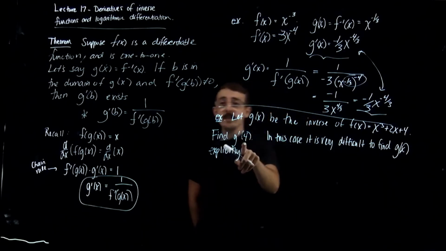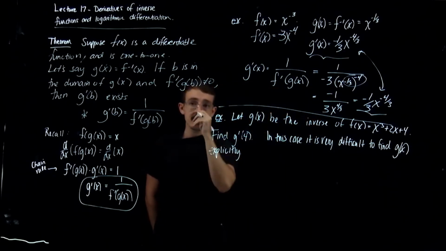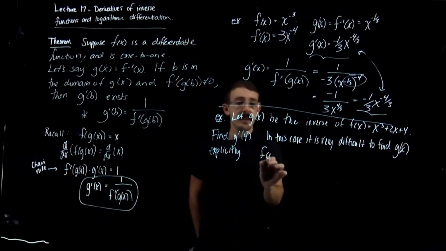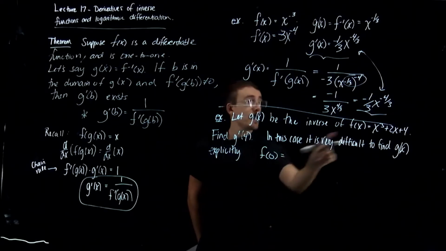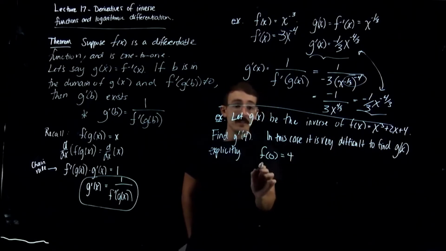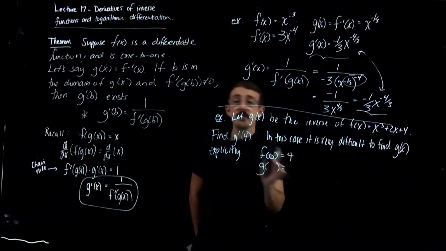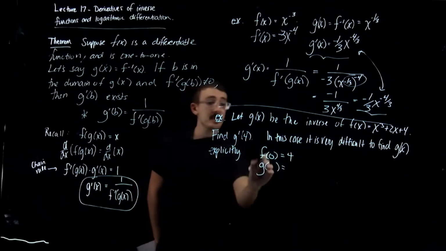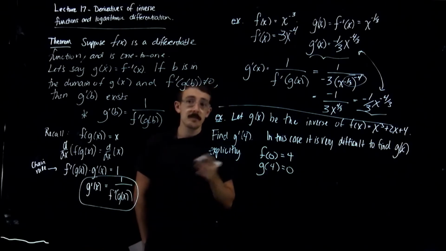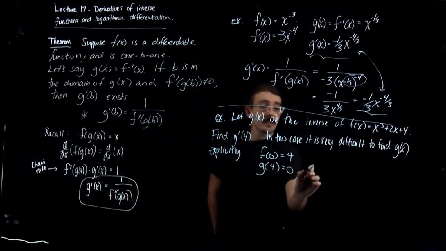First, I'm looking for g prime of 4, so I need to relate that to the original function. Notice that f of 0 would be 4. What does that mean for the inverse? So for the inverse, you flip all the x's and y's, so that means that g of 4 would be 0. So that's good to know. Let's use the formula now.